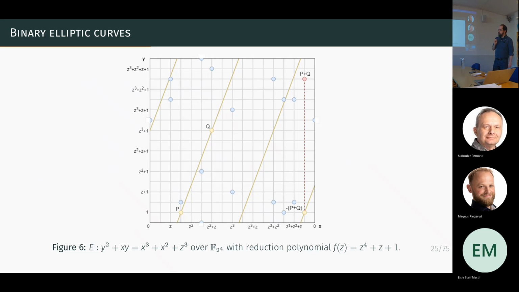A subtle detail here that you might have noticed is that negating a point is different. In the integer case, negating a point is negating the y coordinate over the field. That doesn't make sense in a binary field because there's no negation, right? So actually you add x and y to negate the point. This would be the additive inverse in the curve. This is a small but important difference.